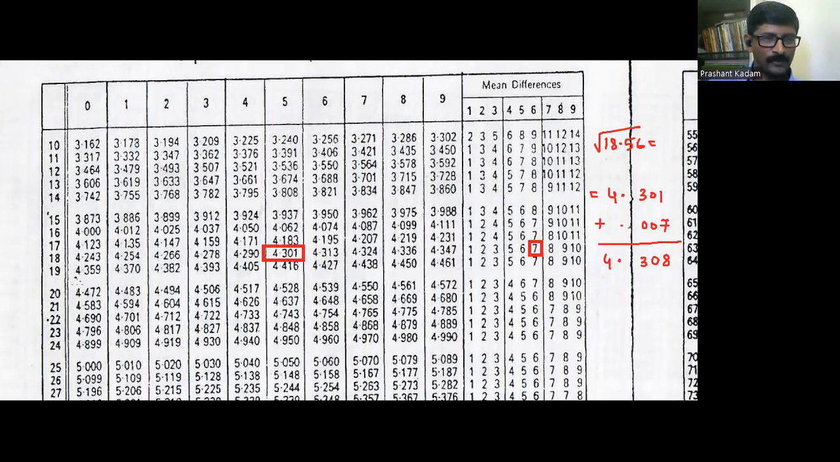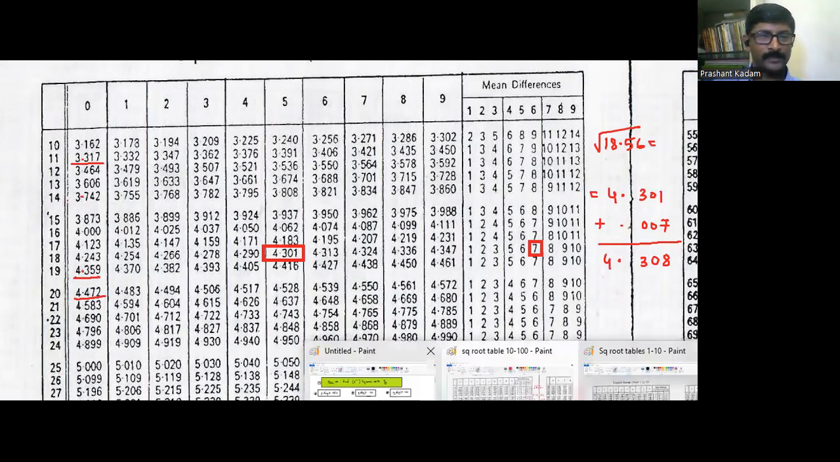Now that was a little difficult one, I know. If you are supposed to find the square root of 19, it will be 4.359. Square root of 20 will be 4.472. Square root of 11 will be 3.317. Square root of 14 will be 3.742. Isn't it very simple? Square root of 25 will be just 5. Let's do a little bit more practice.